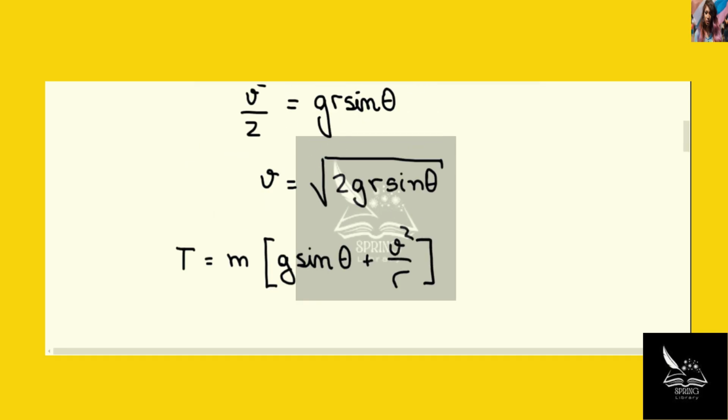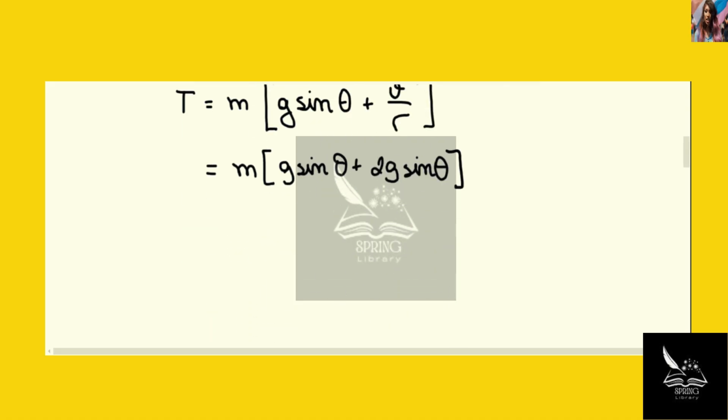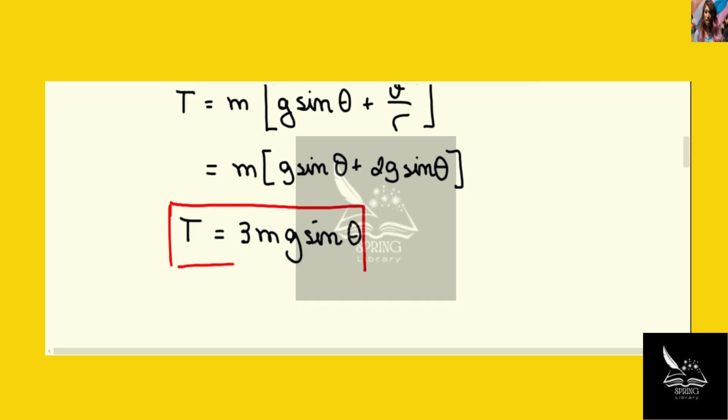Now remember that v squared is 2 times g r sine of theta. So the tension T is 3mg sine of theta. So this is the general tension, which concludes our exercise.